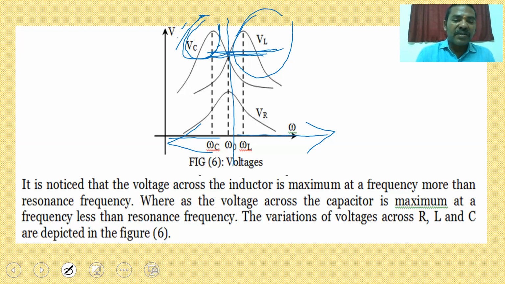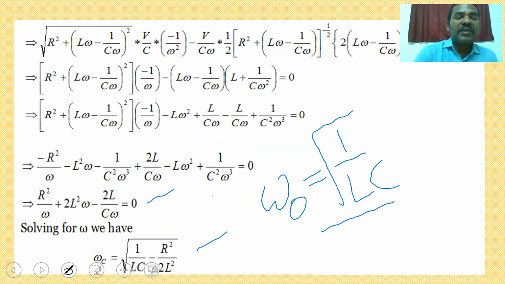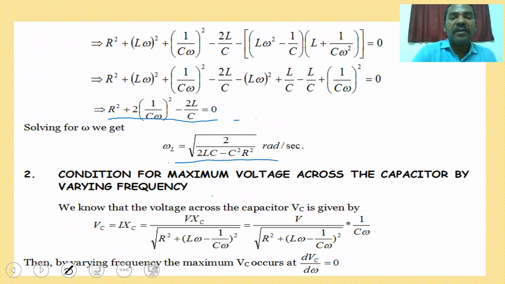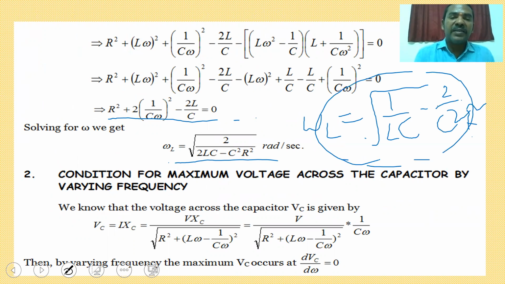So what is your omega C value? Root of 1 by LC minus R square by 2 LC. So omega naught is what? Root of 1 by LC. So before resonance the capacitive voltage will be maximum. Similarly, here you are getting omega L is equal to root of 1 by LC minus R square by 2 C square. So after resonance only the inductive voltage will be maximum.